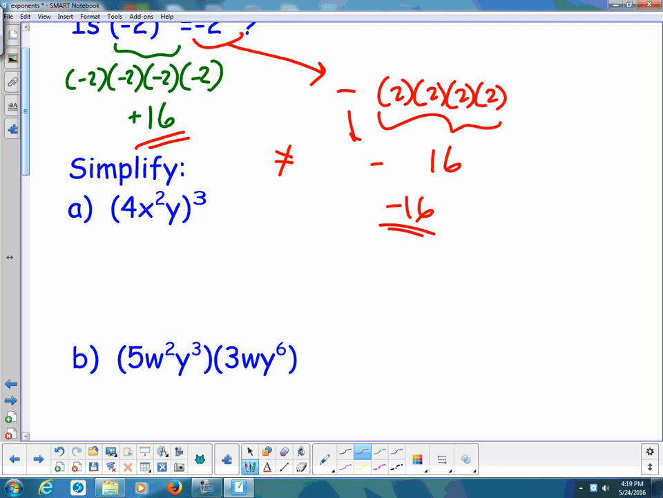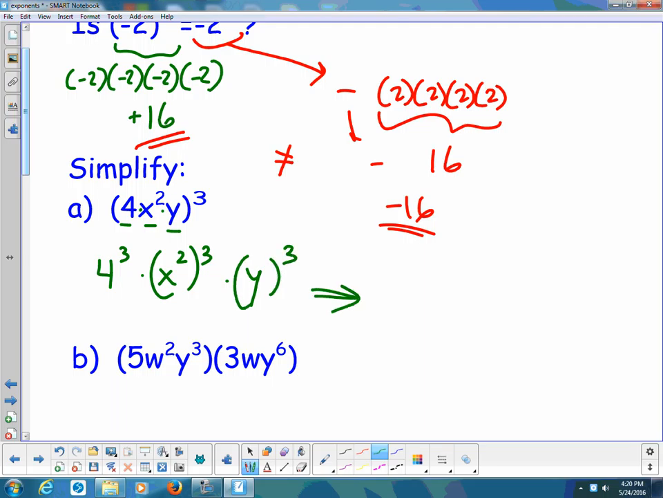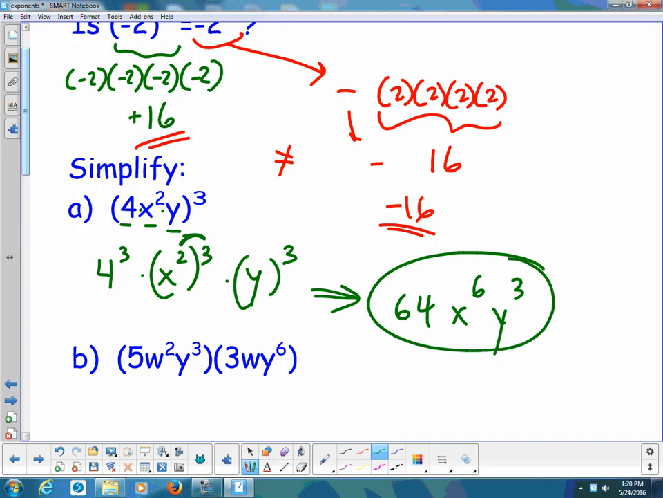If I want to simplify 4x squared y, raised to the 3rd, we're going to use one of the properties we just talked about, which means that everything in these parentheses, they're all being multiplied together, each one of them has to be raised to the 3rd power. So I need 4 to the 3rd times x to the 2nd raised to the 3rd times y raised to the 3rd. So that's going to get me 4 to the 3rd is 64, x to the 2nd raised to the 3rd, I need to multiply these, so that's going to be x to the 6th, and y to the 3rd. So this would be my answer for this problem.